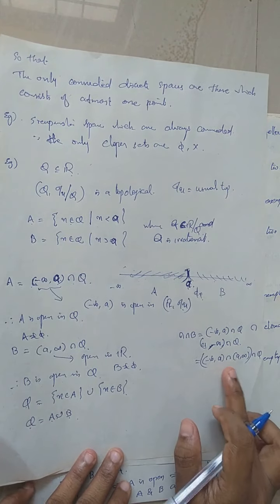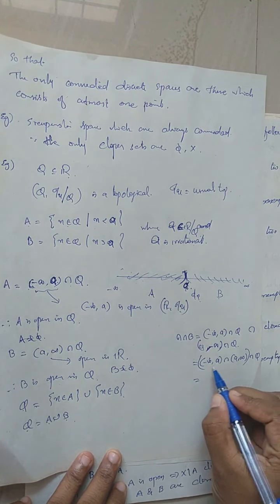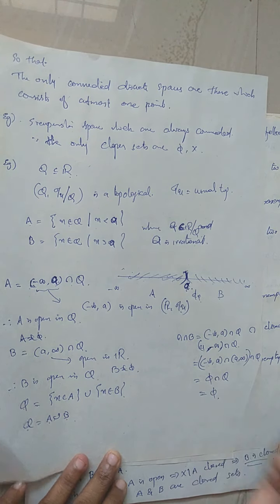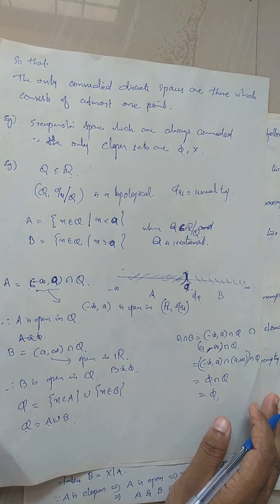This will be A intersection B. And what is this? This is always empty. So empty intersection Q, which is equal to empty. So A and B are disjoint.